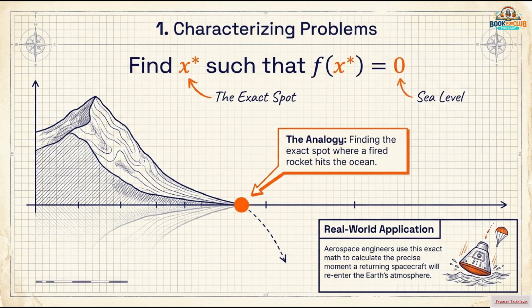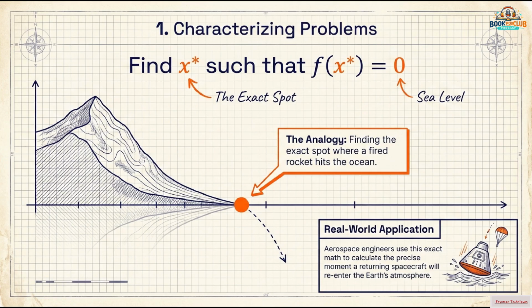So to translate that from math speak into our 12-year-old's treasure hunt, that specific input, the x star, that is our exact spot. It's the buried treasure. Exactly. And the output of 0. Think of 0 simply as sea level. Okay, so the analogy here is like you've just fired a rocket over the ocean, and you need to find the precise, exact spot where that rocket finally hits the water. Right, because water is 0.